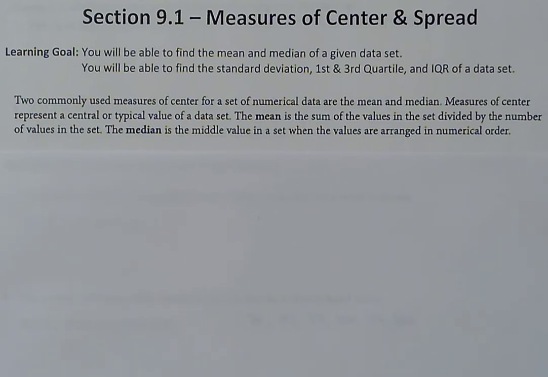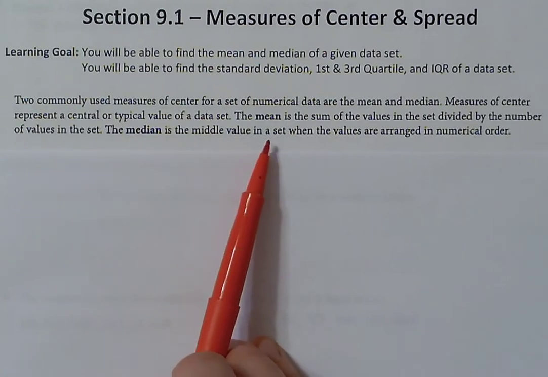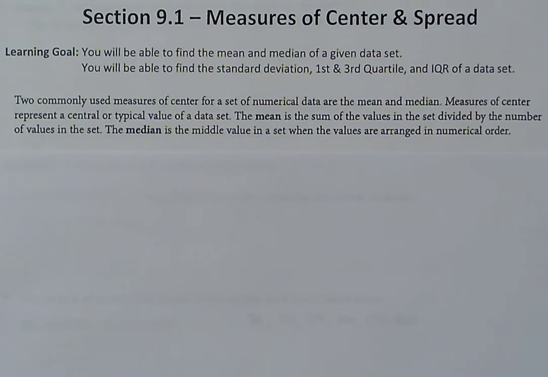Okay, the mean is considered the average, and to find the average, you have to add all the numbers up and then divide by how many numbers are in the data set. Now, the median is the middle value in a set when the values are arranged in numerical order. So you're going to take your data set and put it in order from least to greatest, and the median is going to be the middle number. Now, sometimes your median is one number, sometimes your median is going to reside between two numbers. And we're going to talk about each situation and how you find those.